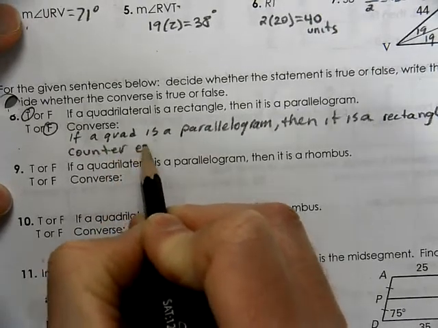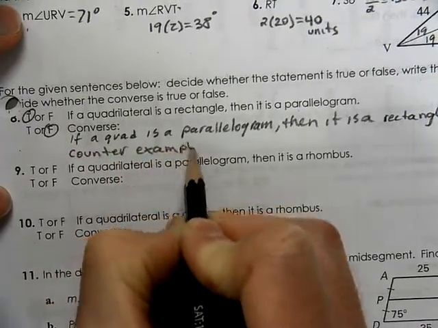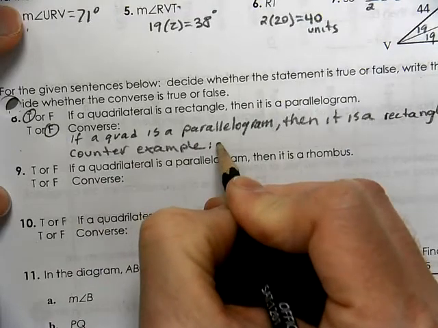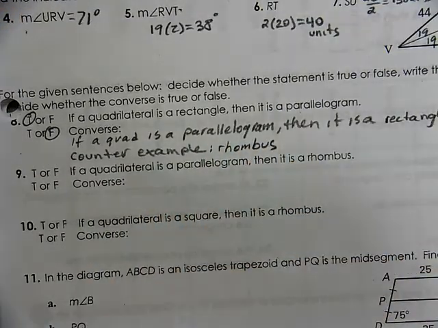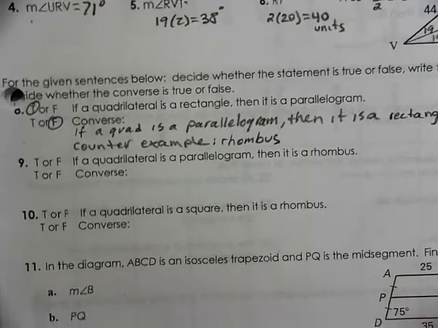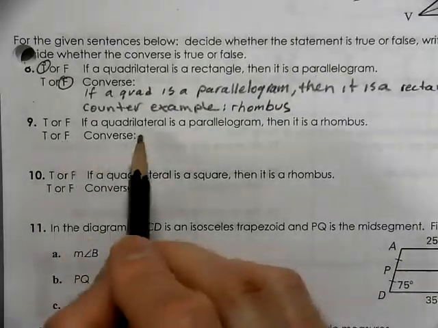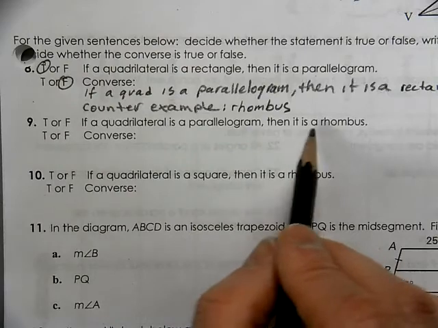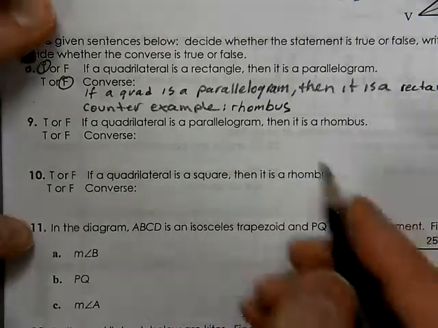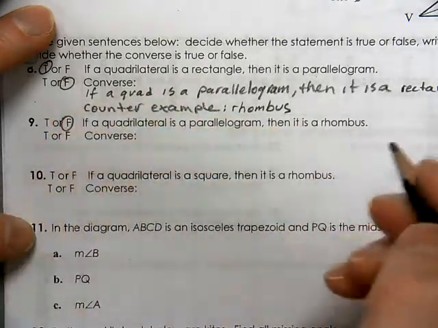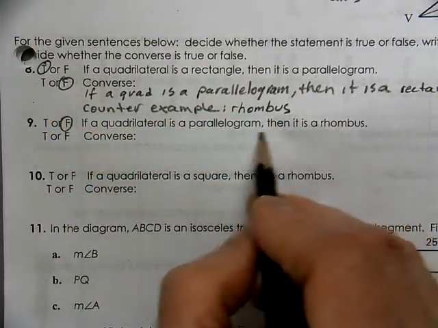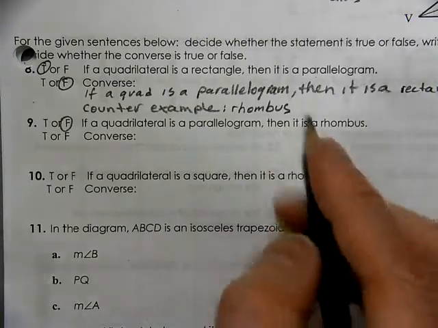A counterexample would be a rhombus. That would be a parallelogram that isn't a rectangle. If a quadrilateral is a parallelogram, then it is a rhombus. That would be false. The counterexample would be a rectangle.